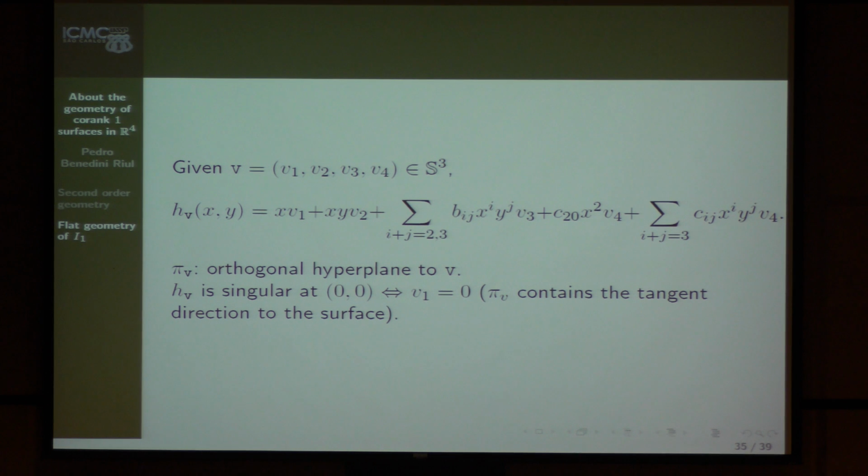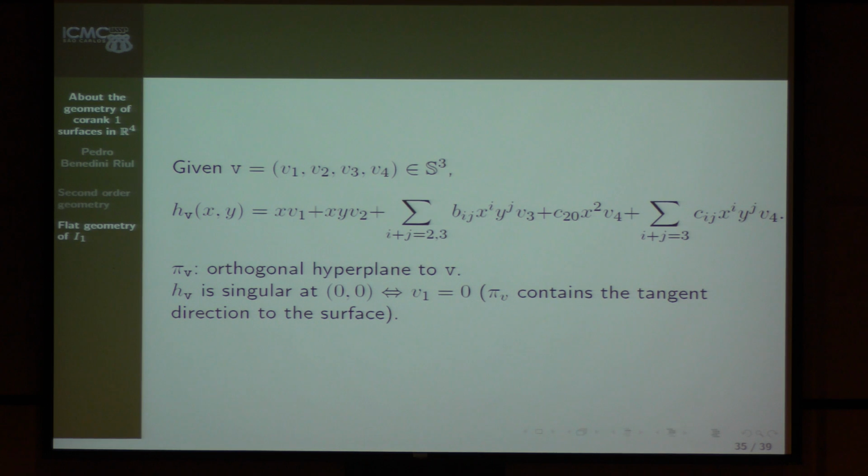And now, π_v will be the orthogonal hyperplane to the vector v. And we already knew, but once again, the height function will be singular if and only if this v1 is equal to 0, which is equivalent to the hyperplane π_v containing the tangent direction of the surface. Now, we will study different possibilities for the vector v in order to get different positions for π_v, the tangent cone, and the curvature plane.